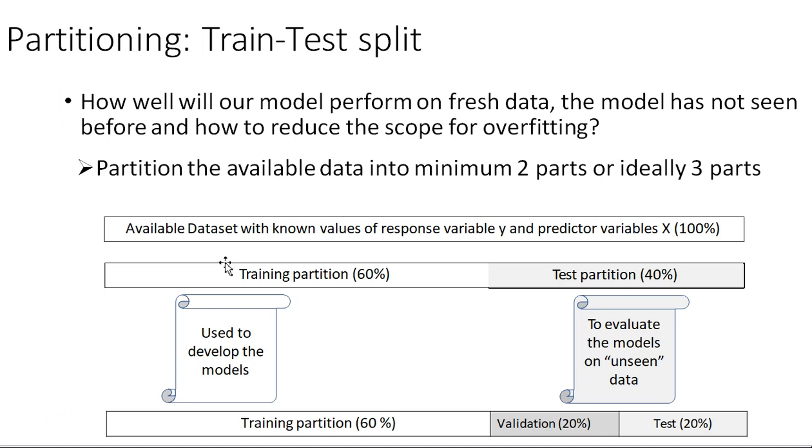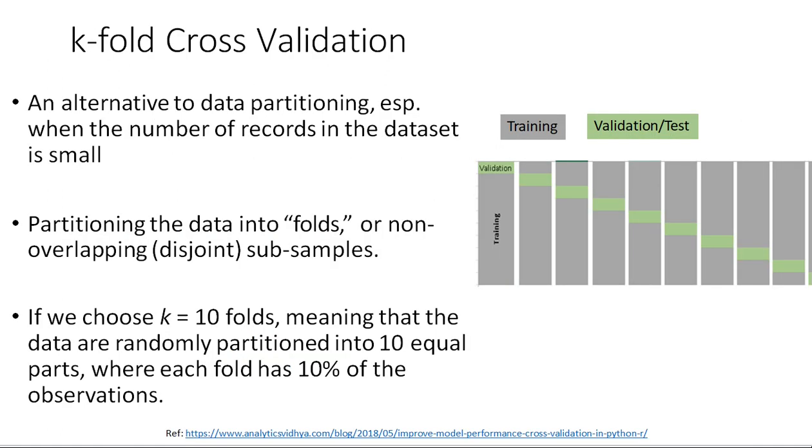So we have to do the partition in such a way that training has equal proportions of yes and no, and testing also has equal proportions of yes and no. So this cross-validation is very important. We shouldn't just divide the data. One such cross-validation technique is k-fold cross-validation. This is an alternative to data partitioning, especially when the number of records in the data set is small.